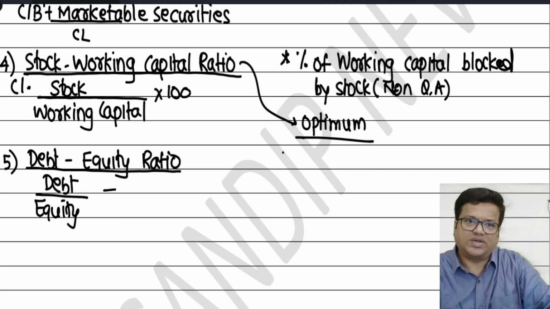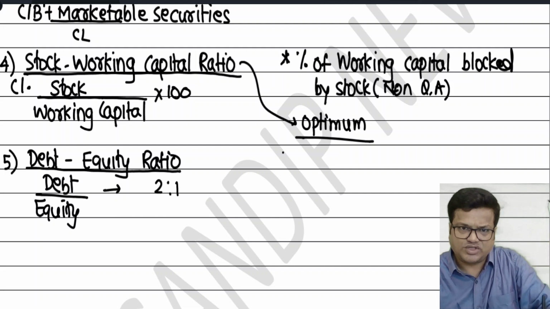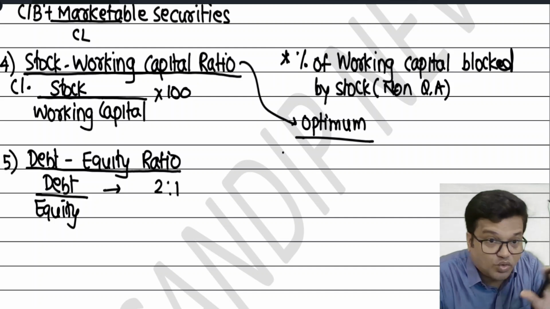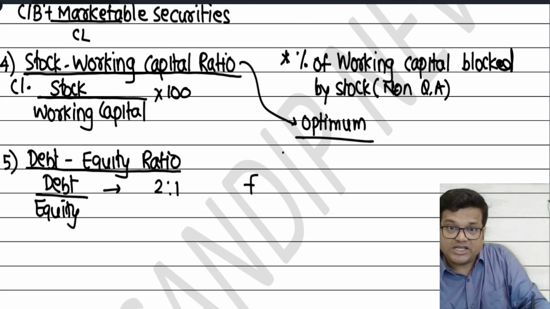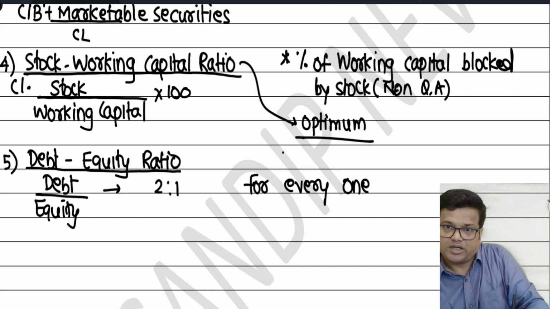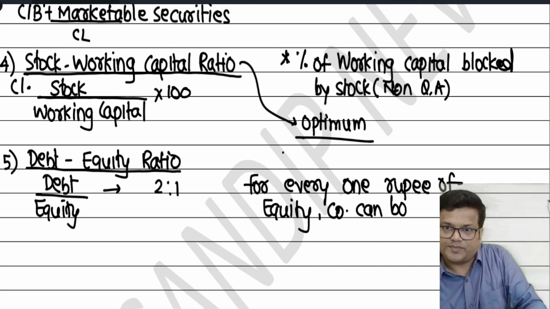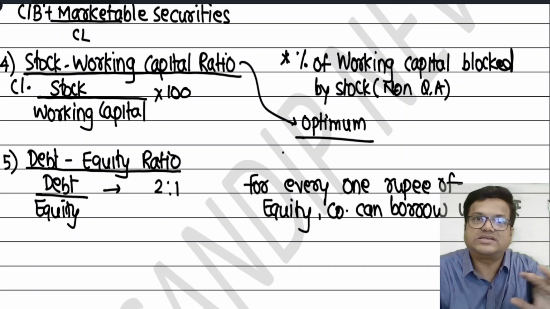Here also there exists some standard, 2 is to 1. But see, it doesn't mean that everybody has to follow this. Now, 2 is to 1 means what? Here it means for every 1 rupee of equity, company can borrow up to 2 rupees. This is a standard answer.